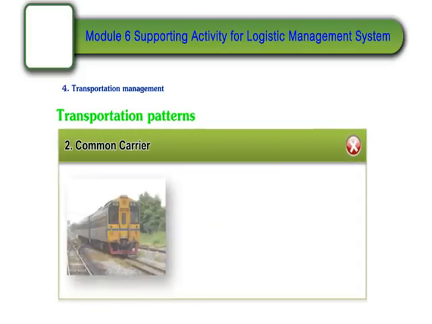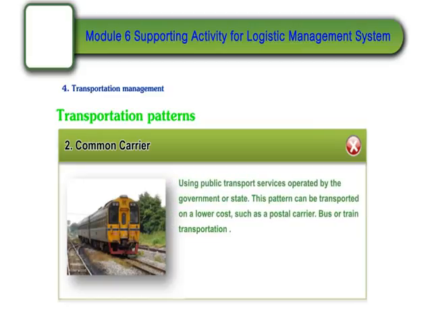Number 2, common carrier. The use of public transportation services operated by the government or state for specific customers. This pattern can be transported at a lower cost, such as postal carrier, money transportation or train transportation.